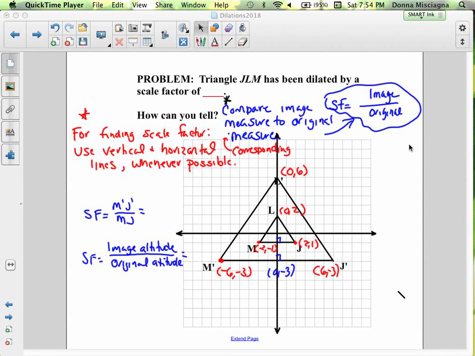This is the last Nearpod for dilations on the coordinate plane, and we're just looking at solving a few problems. This one should go by pretty quick. This one is in your notes, kind of at the bottom of the third page.